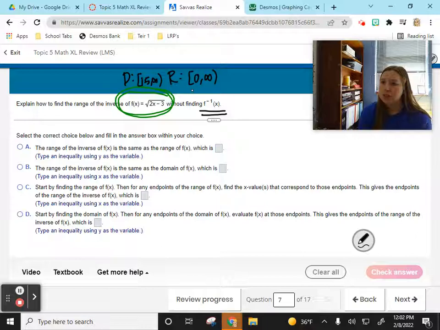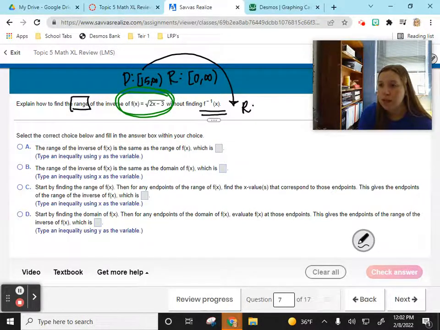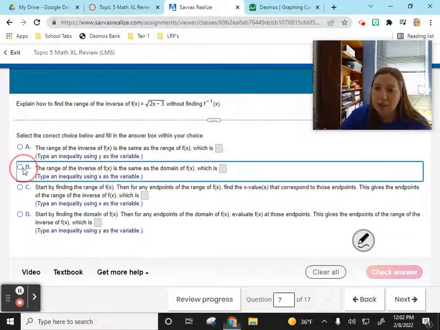So what we wanted to do is take that information and find the range of the inverse function. So I know the domain becomes the range. The range of our inverse function is 1.5 to infinity. Now, the way we're going to answer this is read which one of these sentences is actually correct. The range of the inverse is the same as the range of f of x, not true. The ranges don't stay the same. The range of the inverse is the same as the domain of f of x. That one is true. So that's the box that I'm going to type in.